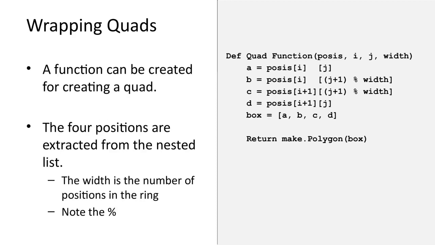In order to create the quads, it is convenient to create a function. The code shows the quad function. The arguments to the function are the nested list of positions, the indices, and the width of the grid. The key thing to note is the use of the modulus operator. Whenever we add a number to the J index, we need to apply the modulus operator. This is what will make the quads wrap. At the end of the function, the quad polygon is created and returned.